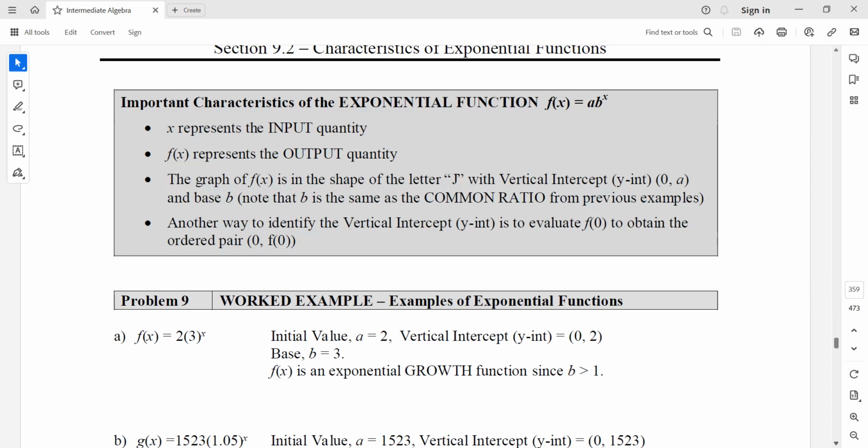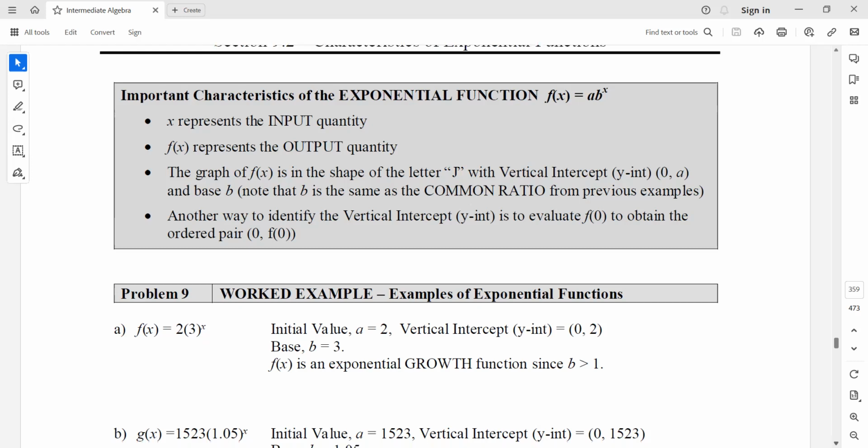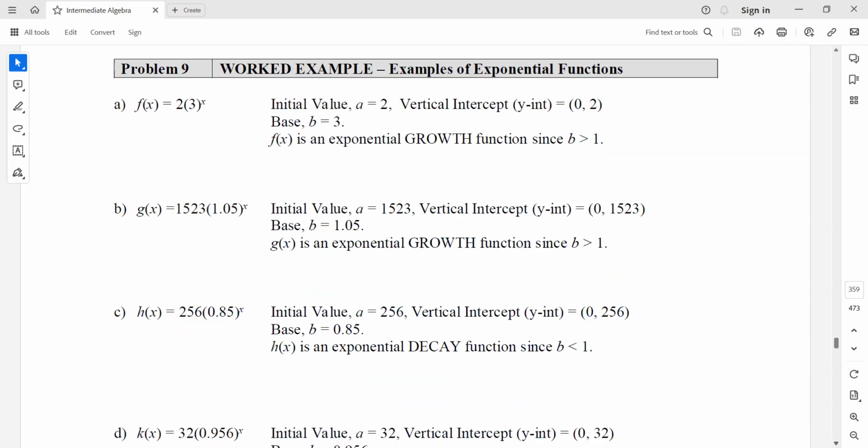Okay. Now the vertical intercept is always going to be 0 for x, and then a, our initial value. So our initial value is our vertical intercept. Why? Because x is 0. B is the base or common ratio, right? Then another way to find the vertical intercept, of course, x is 0, so you put it in. We know that already.